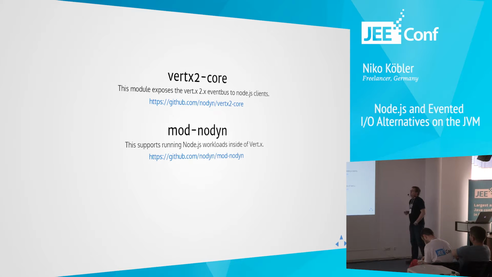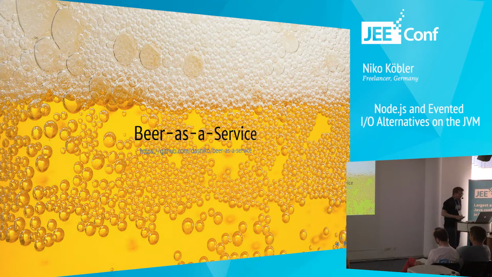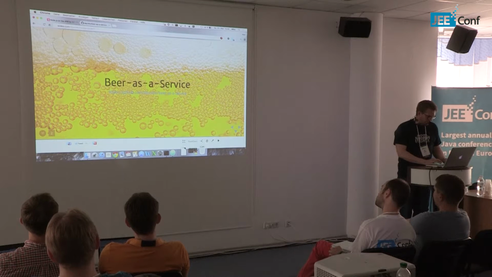These are two packages you need for this. The Vert.x core, then you have the event bus in your Node.js client, and a module for Vert.x for executing Node.js or Nodyn packages in Vert.x. And that's the point where I come to my demo. Beer for all? Nope. Beer as a service. And I will switch. And there we go.